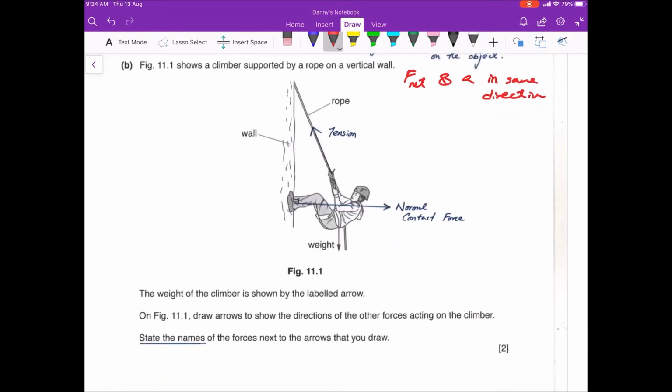Okay, after that you are supposed to draw the free body diagram. Always remember, tension is always acting away from the object and it is along the rope, so you draw it on the rope. Please do not draw the force outside the rope. This is called a floating force, no such thing. After that, his feet are on the wall, so there will be a normal contact force. Remember to draw your perpendicular symbol. And of course you need to label your forces with the full name. You have to state the name.